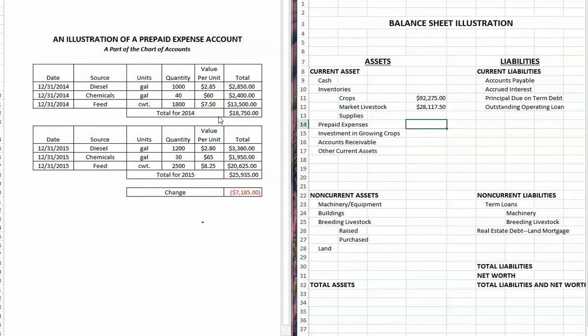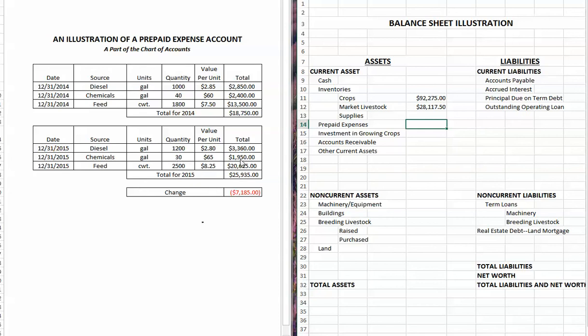But in this one, where the totals are created, we're going to look at 2015. We're going to assume that we had diesel, chemicals, and feed that were prepaid at the end of the year, had already been put into the expense account as cash expenses, but they had not been used, so we had an inventory of these items. So we're going to put a value on them. The value typically is what we paid for them. So we had 1,200 gallons of diesel, 30 gallons of chemicals, and 2,500 hundredweight of feed.